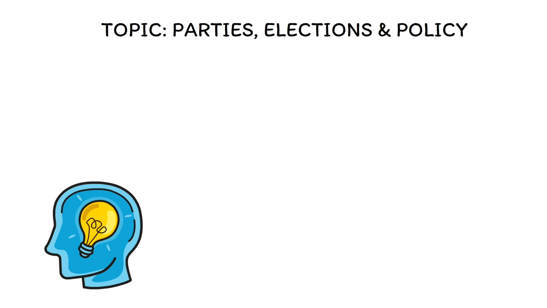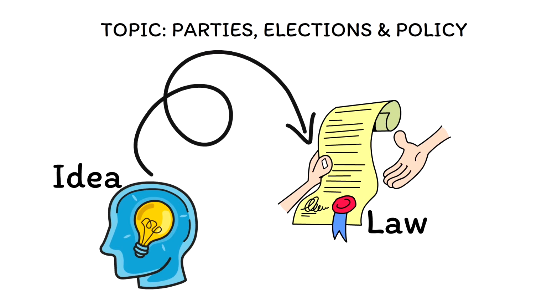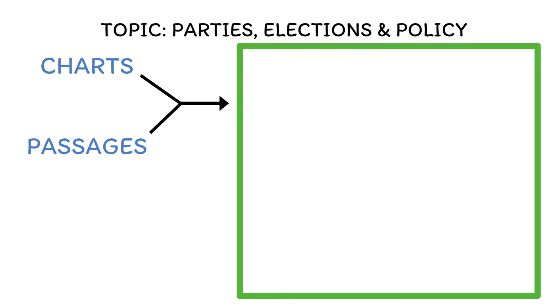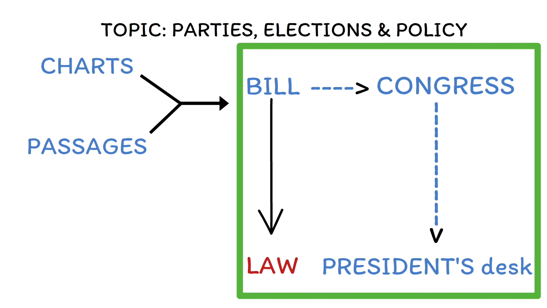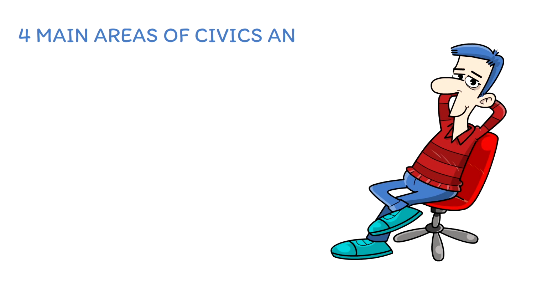And finally, you'll need to know how an idea actually becomes a law. You'll see charts or passages that show the process of a bill becoming a law, from Congress to the president's desk, and all the steps in between. And that's it. Those are the four main areas of civics and government.